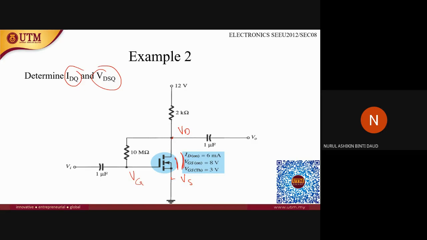So it's given to you the currents. The drain current to turn on the MOSFET, ID on, is 6 milliamps. VGS on is 8 volts, and the threshold voltage is 3 volts.